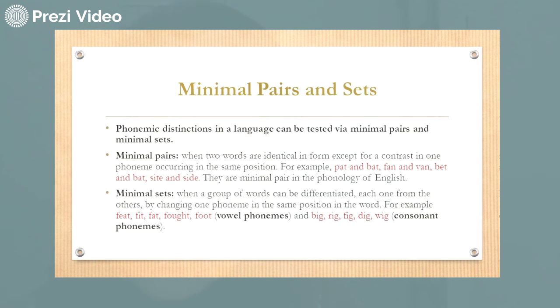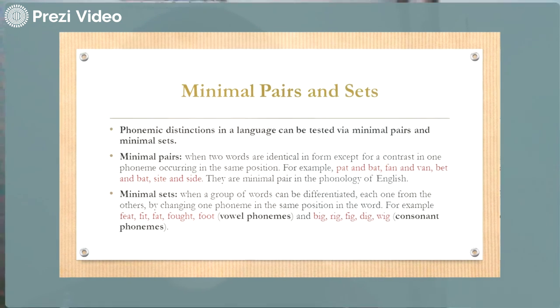Minimal set. A minimal set is when a group of words can be differentiated each one from the others by changing one phoneme in the same position in the word. For example, feed, feet, fat, food, food. These are vowel phonemes. And big, rig, fig, dig, weak are consonant phonemes.